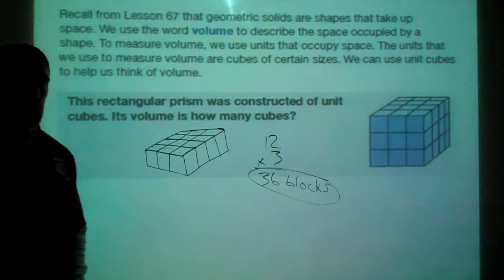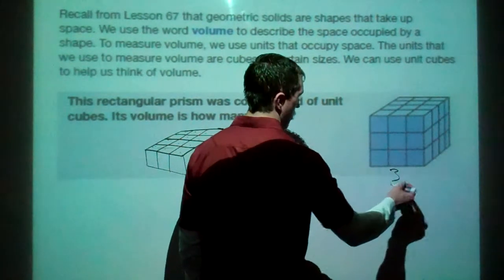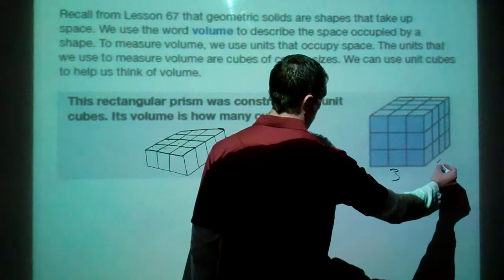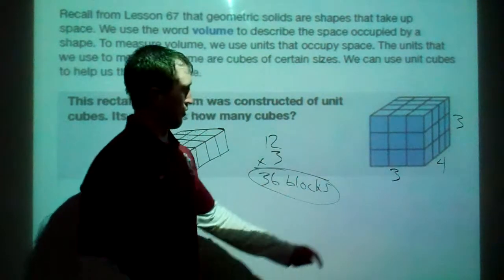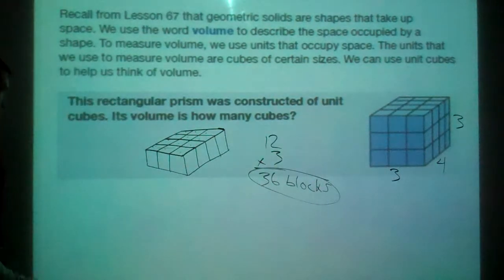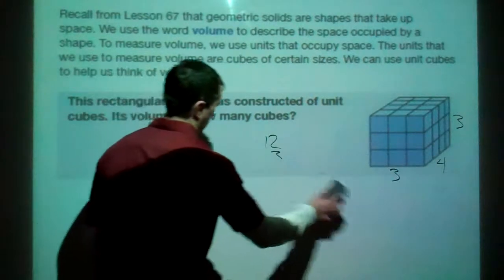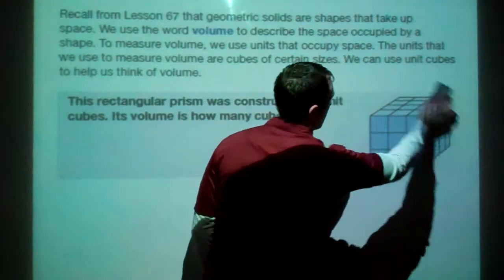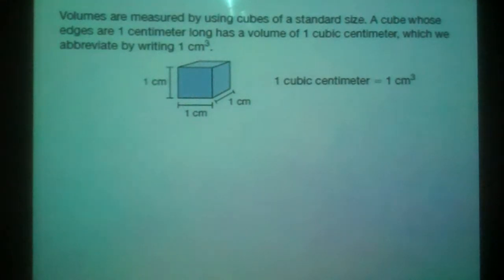But we do have a shortcut to that, and we just go, we have 3 here. 1, 2, 3, 4. And then 1, 2, 3. We can do 3 times 4, which is 12, times 3 gets us to 36. And that is the formula to find the volume of a rectangular prism. Length times width times height. And that's what we're going to use to help us save time. And we will see that coming up soon here.